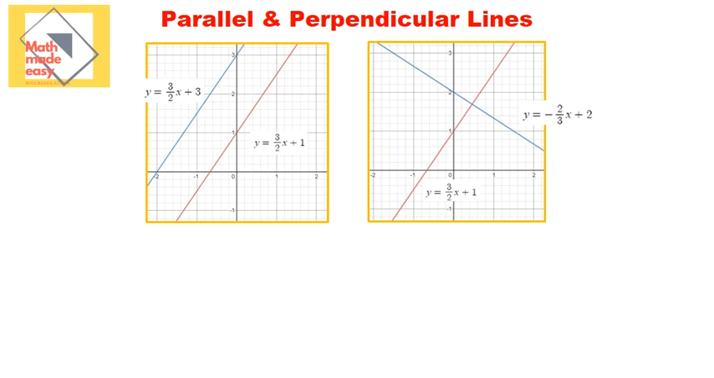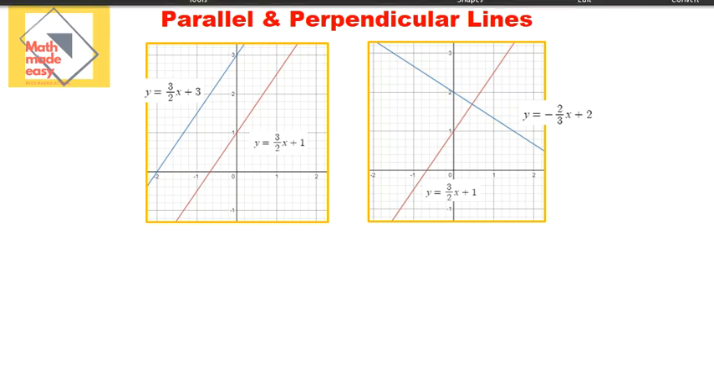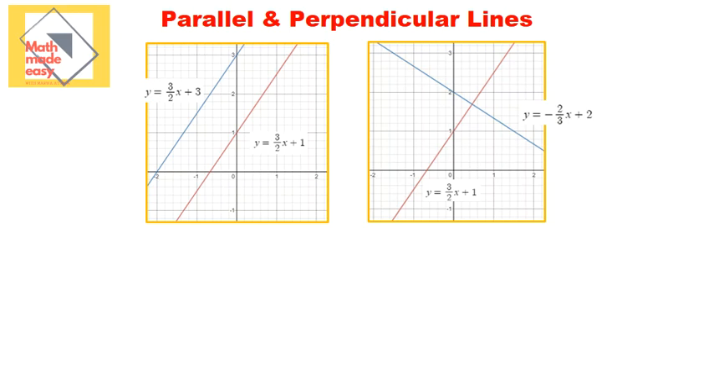Now, we have here two graphs. One of them is for a pair of parallel lines, like this graph here. As you can see, we have two parallel lines, and in another graph, these two lines are perpendicular. We're going to discuss how we know if these two lines are parallel or perpendicular from the equations in case we don't have the graph.